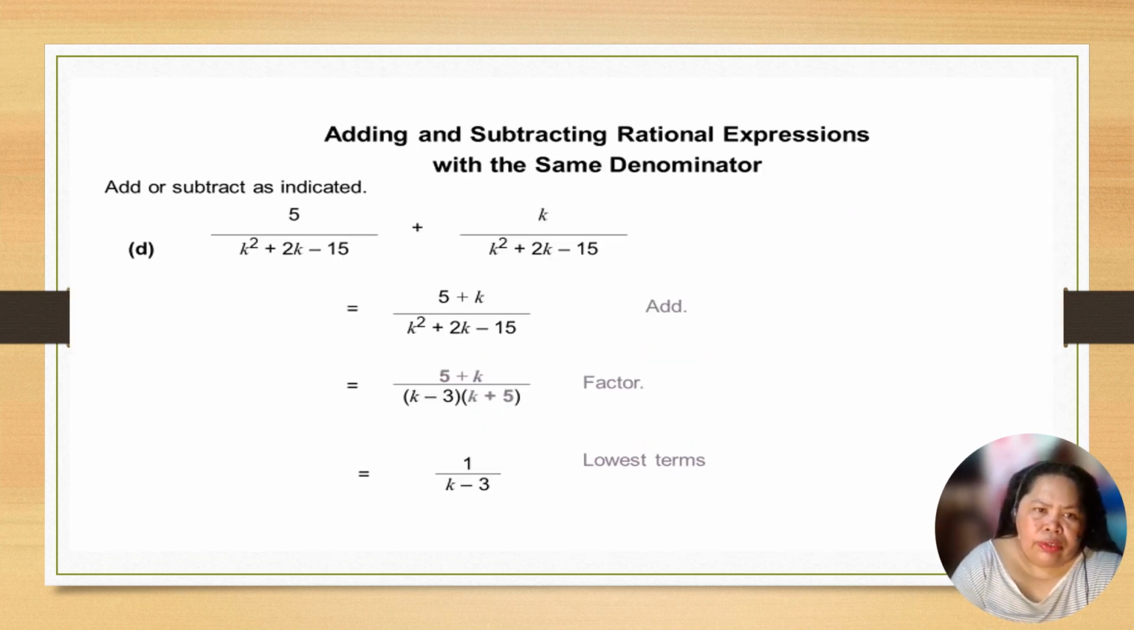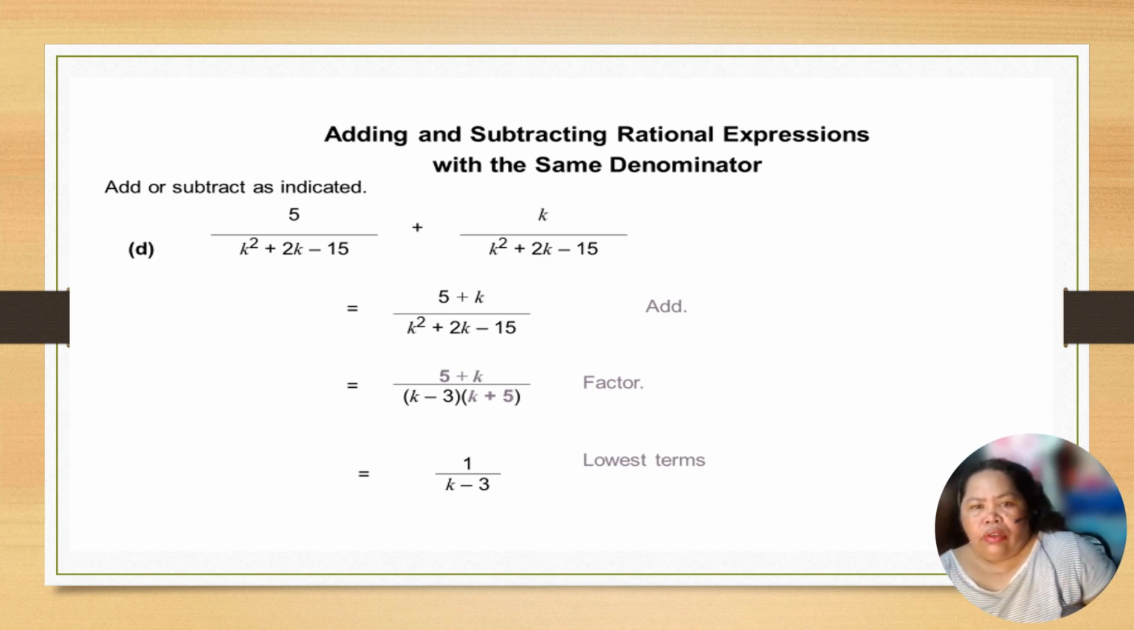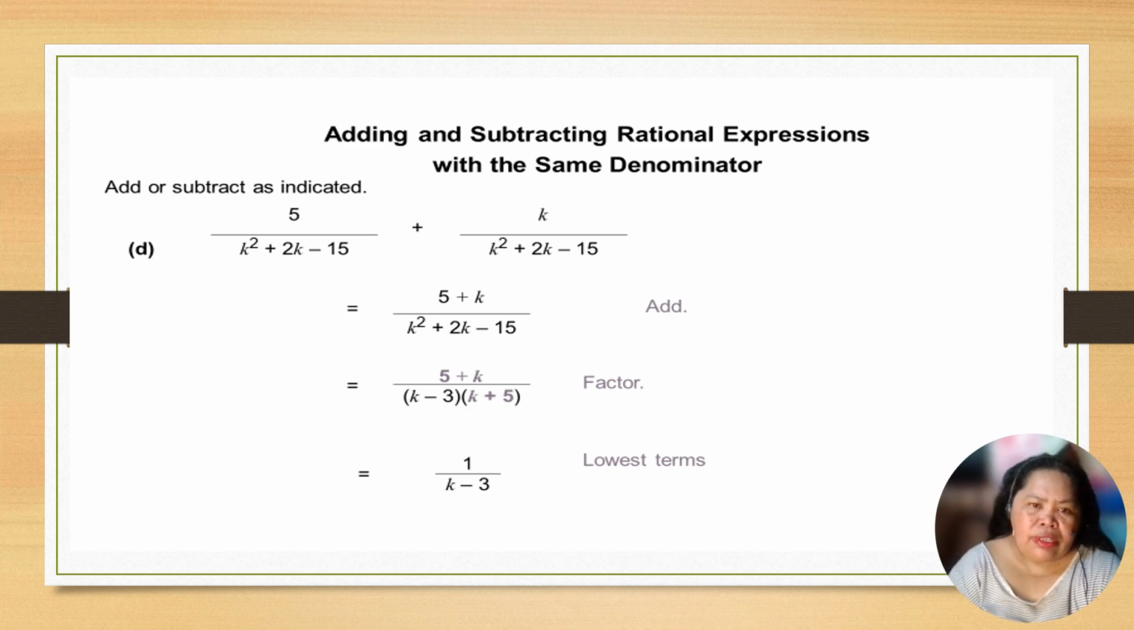Let's have another. This is sample D. You have 5 over k squared plus 2k minus 15 plus k over k squared plus 2k minus 15. So we have 5 plus k. Just add, then copy the common denominator, which is k squared plus 2k minus 15. Then factor this. The factors of negative 15 are negative 3 and positive 5. So cancel the common factor. What remains is 1 over k minus 3.